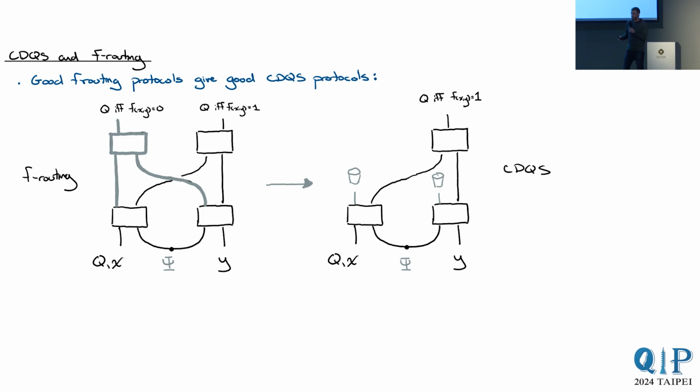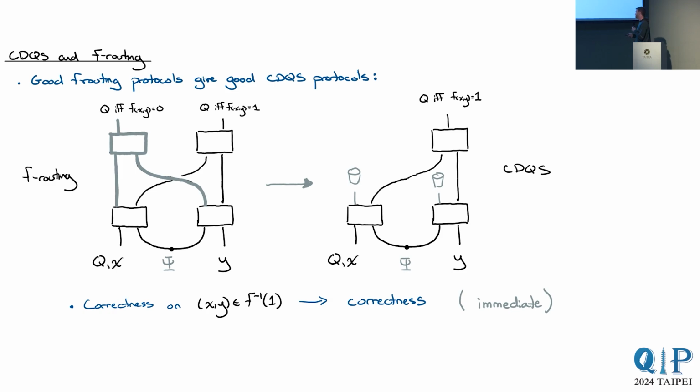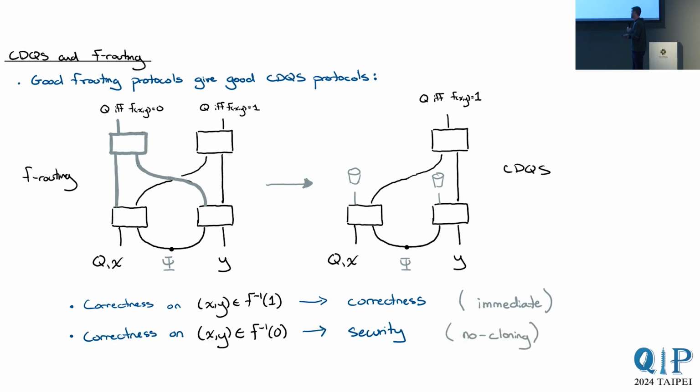And now what I need to show is that that's a good CDQS, that it's correct and it's secure. So this turns out to be quite easy. Let's first of all discuss correctness. Correctness of the CDQS means that when f of xy is 1, we want Q to be recoverable by the referee. And if we look at the f routing, when f of xy is 1, Q is recoverable on the right, and the systems sent to the right are exactly what was sent to the referee. And so correctness here implies correctness there.